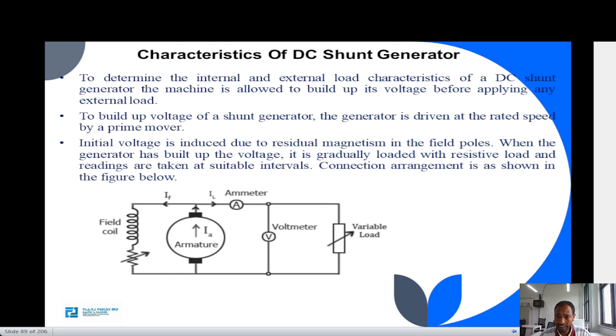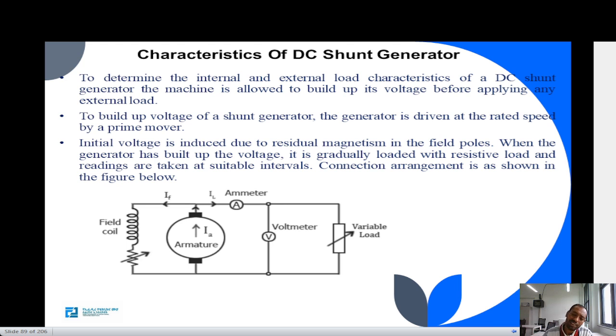So to get these characteristics of the generator, we have to make the generator build up its normal voltage without any connection first. To build up the voltage of a shunt generator, the generator is driven at a rated speed by a prime mover. We have to apply the rated speed, and allow the generator to build its normal voltage at the rated speed.